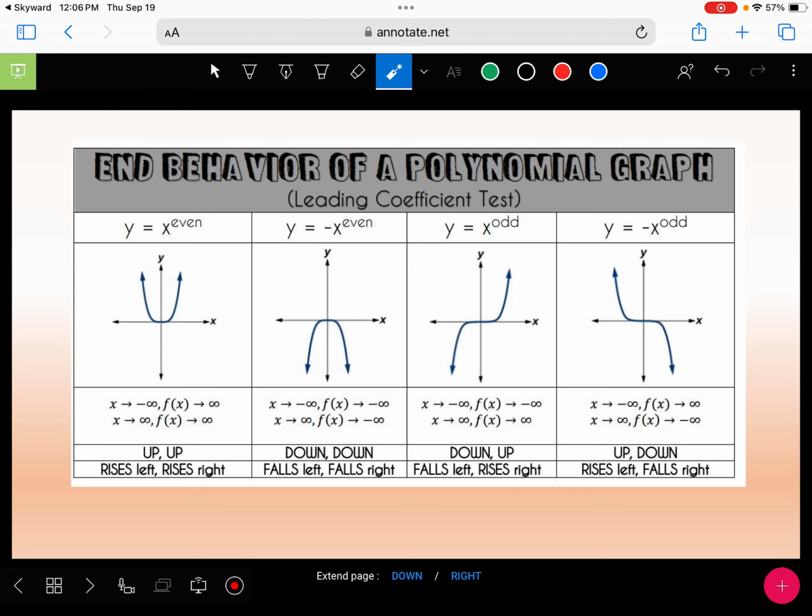Yep, go ahead and glue this one down. End behavior. Did I miss anybody? Did everybody get theirs?